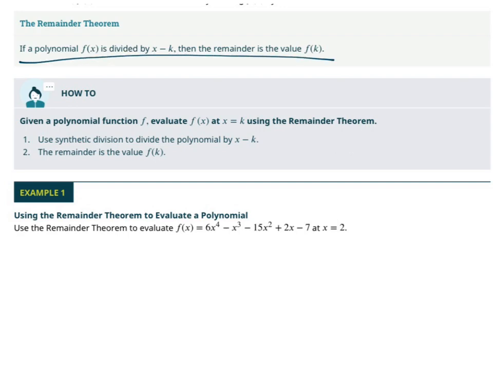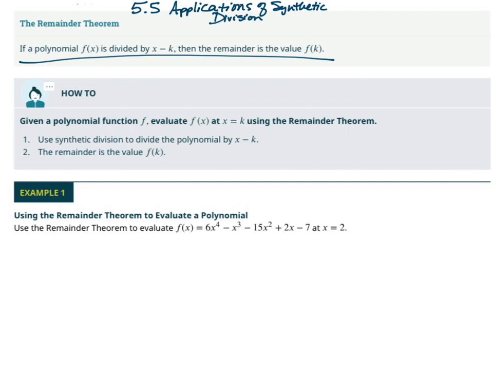If a polynomial f of x is divided by x minus k, then the remainder is the value f of k. Do I need to blow that up for y'all back there? If a polynomial f of x is divided by x minus k, then the remainder is the value f of k. Okay?